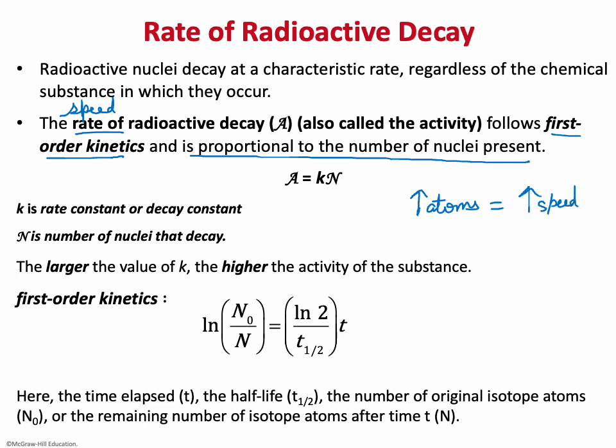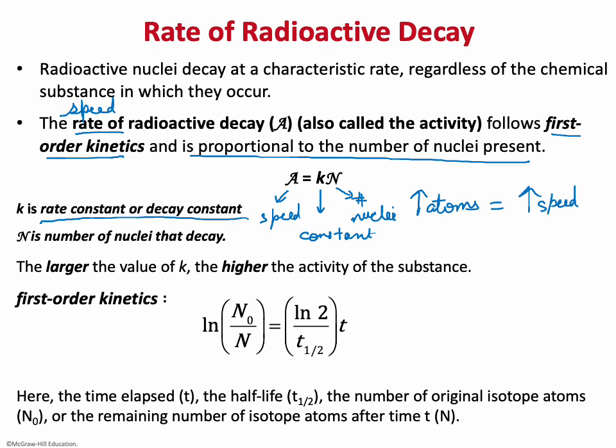So that's given by this. A is the speed of the reaction, which is also called the rate of the reaction. N is the number of nuclei that are present, which essentially is the same as the number of atoms. Each atom has one nucleus. And k here is called the constant. It's specifically called the rate constant or the decay constant.